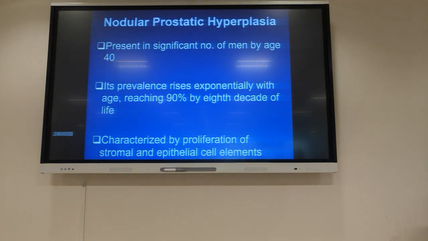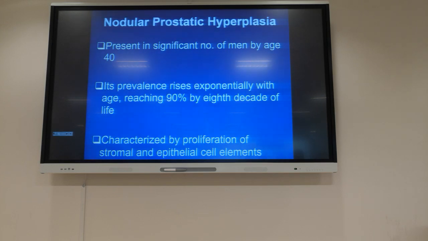All right, now nodular prostatic hyperplasia. For a long time, we called it benign prostatic hyperplasia, but because this is redundant, every time you use the word benign with hyperplasia, you're repeating the word because classic hyperplasia is benign by definition. So they chose a new word for it, which is nodular prostatic hyperplasia, NPH.